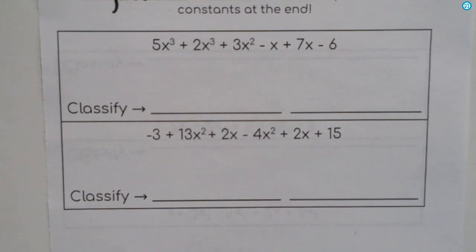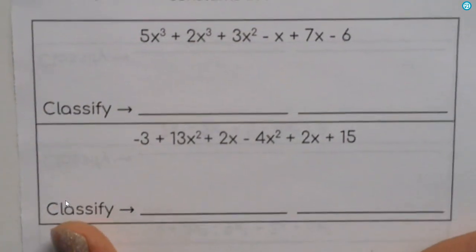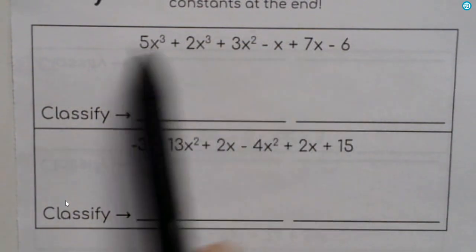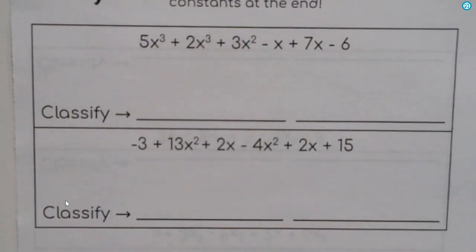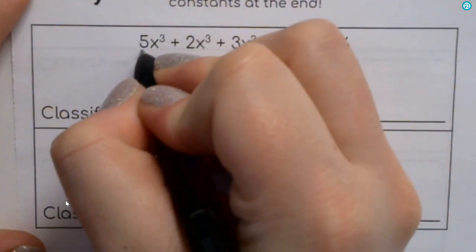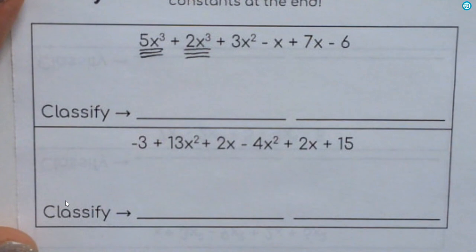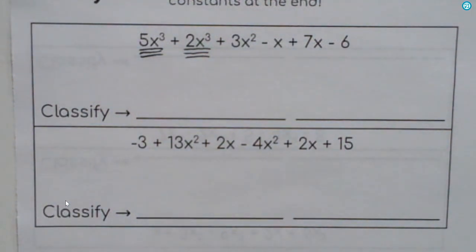All right, back to our examples. So what we are doing is we are combining our like terms, and then we are classifying our answers. So you have to combine first and then classify. So what we're going to do, we're going to go through and we're going to find everything that has the same exponent. So I always start with the highest because then I'll just be in order. So I look through, highest thing I see is x to the third. So I'm going to go find everything that is x to the third, and I'm going to put 3 lines underneath it. So 5x to the third and 2x to the third. So the underlining is just a strategy I use to keep things organized.